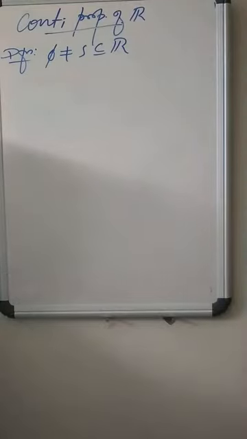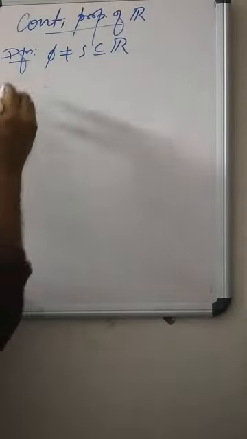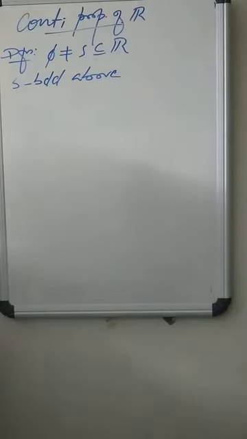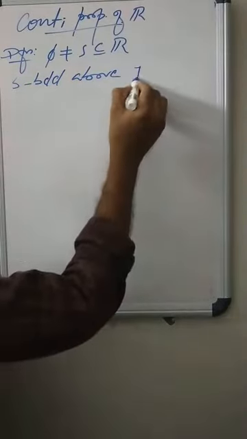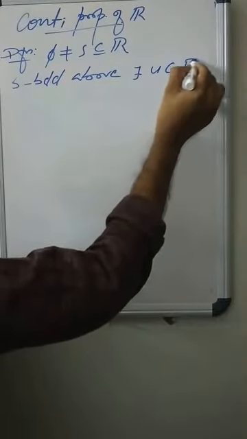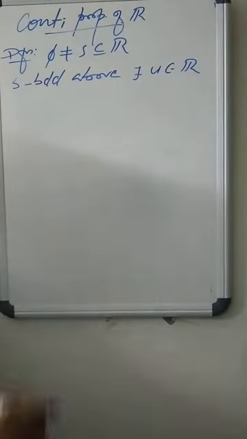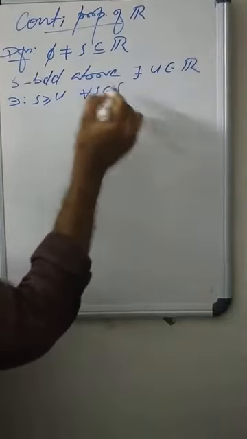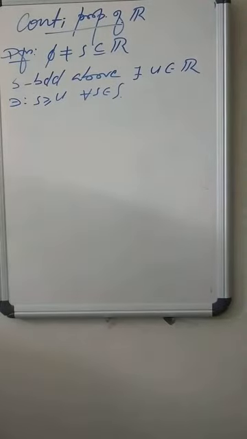S is said to be bounded above. There are two definitions. Bounded above means there exists an element u in R, a real number, such that s is less than or equal to u for all s in S. So S is said to be bounded above if there exists a real number u such that s is less than or equal to u for all s in S.